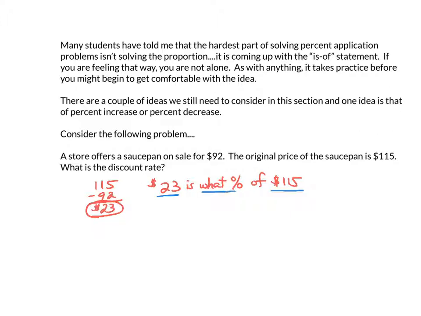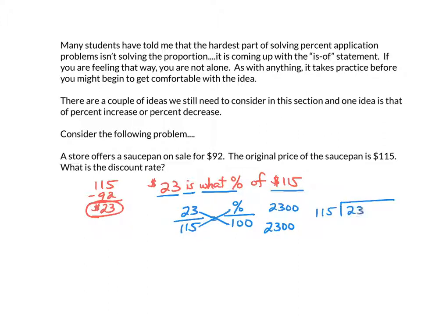I don't know what my percentage is, so it's percent over 100. The 23 is my is, 115 is my of. So I know when I cross multiply, I'm going to get 2300. So I know that 115 times something also has to equal 2300. So now I'm going to do my division. I have 115 times something has to be 230. 115 goes into 230 how many times? Well, it goes in there twice. 115 times 2 is 230.